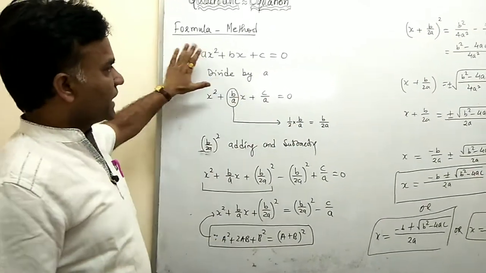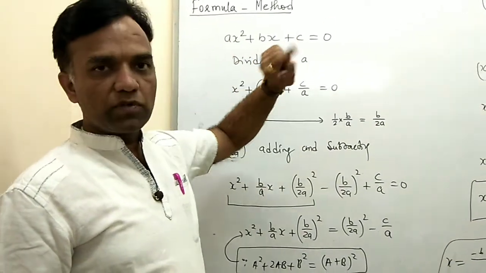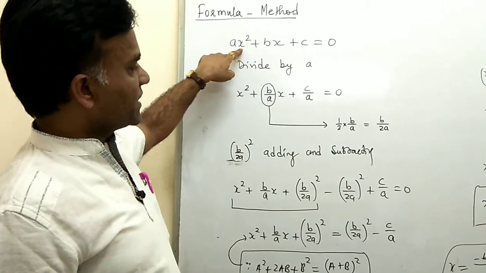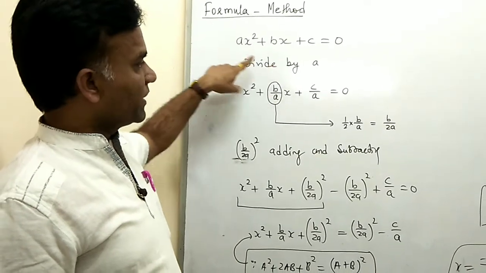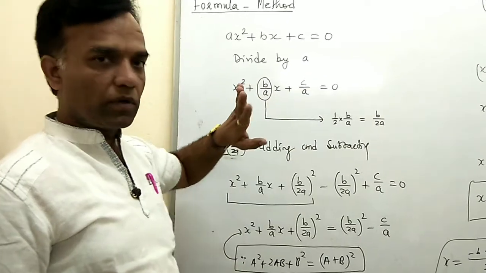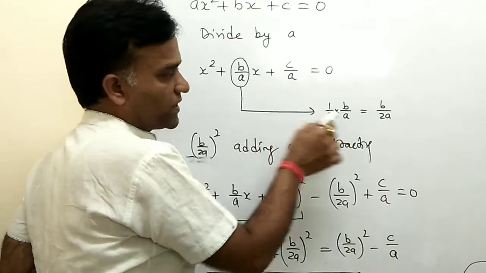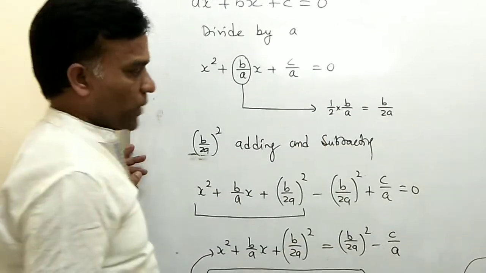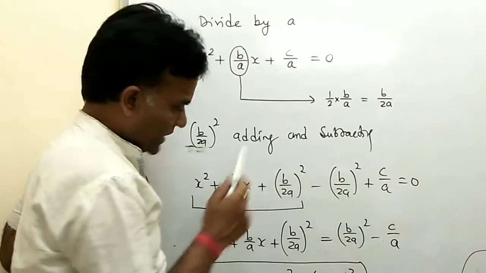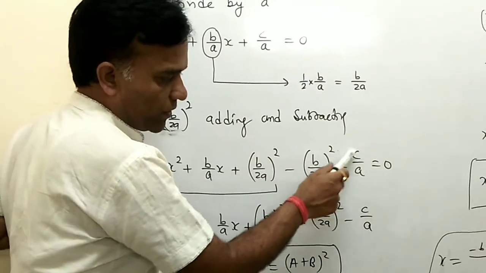So now again I introduce the concept of completing the square, and how this formula is created. You write down the quadratic equation in general form, x square plus bx plus c equal to 0. Divide by a, the coefficient of x square, then you have x square plus b by a of x plus c by a equal to 0. Then you take the coefficient of x, multiply by 1 by 2, so it is b by 2a, and you add and subtract the square of b by 2a in the equation. So x square plus b by a x plus (b by 2a) whole square minus (b by 2a) whole square plus c by a.